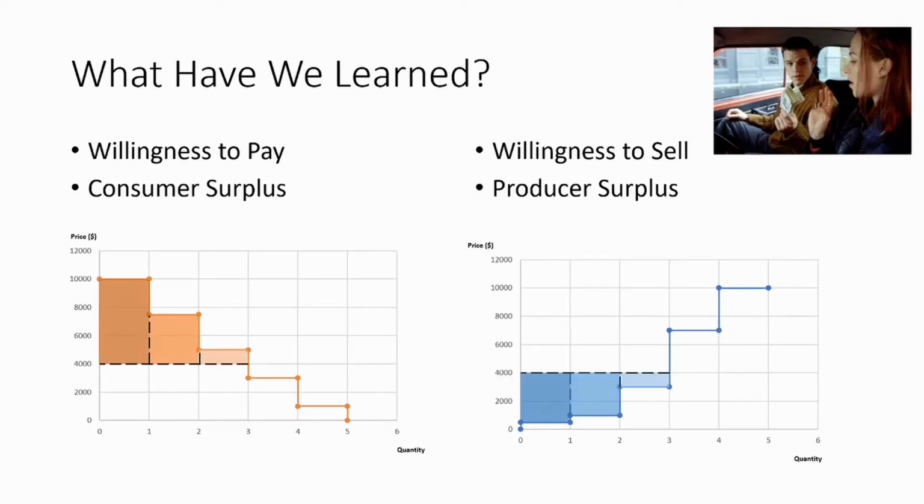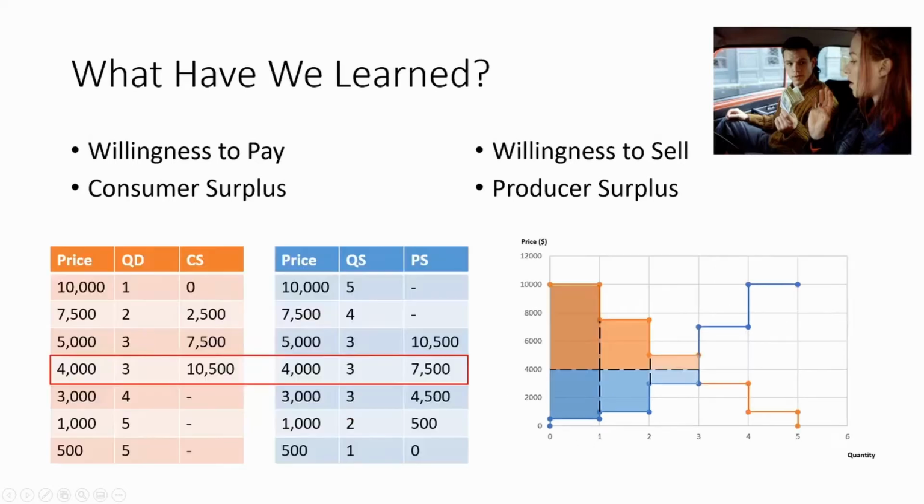If we set the price at $4,000, we could see each individual's consumer surplus, and we could see each individual's producer surplus. People who are willing to pay less than the price are not going to be included in the market. People who are willing to sell for more than the price are not going to be included in the market as well. We can see that we reach an equilibrium here at $4,000.